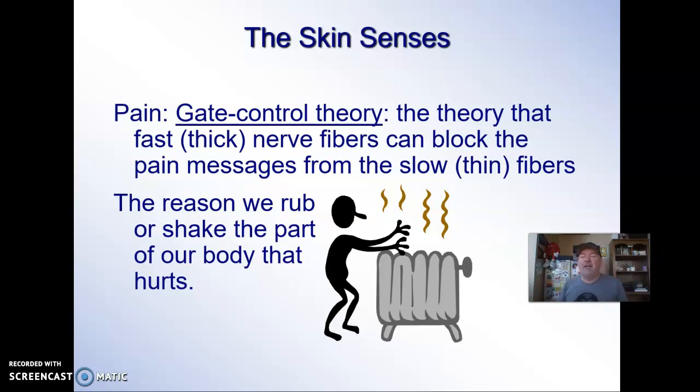So here's my stupid mnemonic. Next time you stub your toe, just go thick and fast, thick and fast, thick and fast. I know it's dumb, but you're rubbing it or you're shaking it or you hit your knee on something, you rub thick and fast, or fast and thick, doesn't matter. It's just a mnemonic to help you remember that those fast, thick fibers are the ones that you're trying to activate to get in the way of those pain signals.